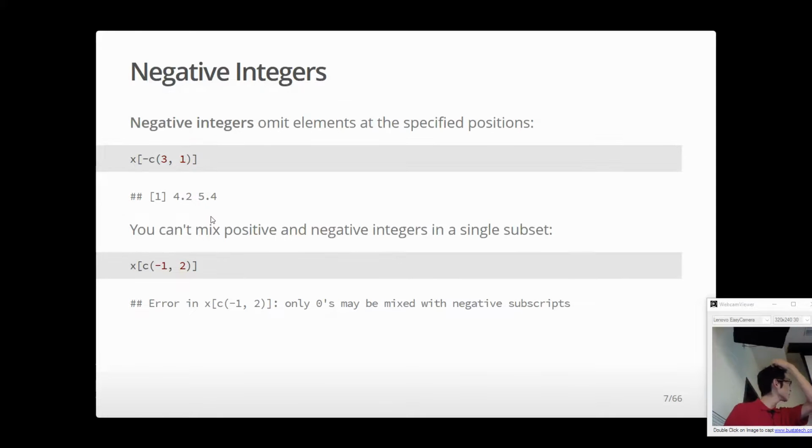Okay, negative integers will omit elements at the specified position, so this is effectively -3 and -1. So we're getting our list back without the third or the first elements. Okay, but you can't mix positive and negative integers in a single subset because it doesn't know what to do, right? Effectively, if you give it just -1, it says, give me everything except the first one. And then this one says, give me just the second element. So then it says, well, you're giving me conflicting instructions. I don't know what to do. Okay.